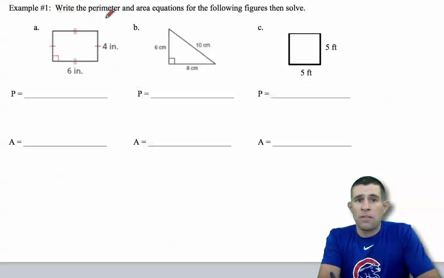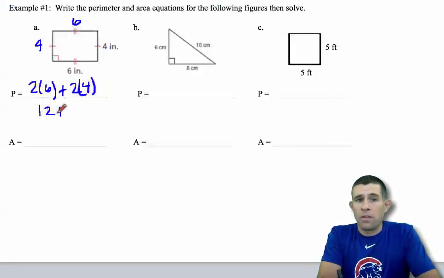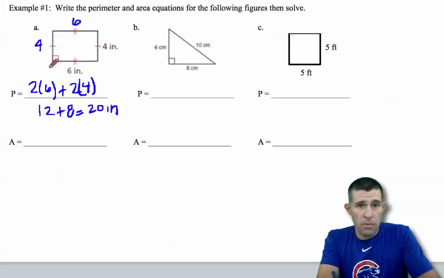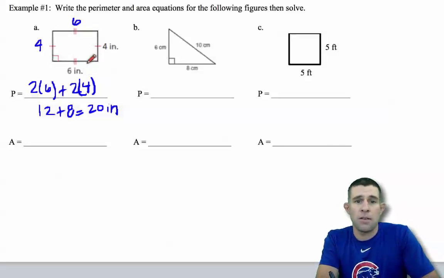In example 1, we're asked to find the perimeter and the area for each of the following. So we first of all have a rectangle here in part A. Opposite sides are congruent. I'm going to label them 6 and 4. So 2 times 6 plus 2 times 4 will give me my perimeter. Now that's 12 plus 8, and that will simplify to 20 inches. So we're going to put our inches on there as our unit of measurement. And remember, this is a one-dimensional measurement. It's measuring the length around that rectangle.